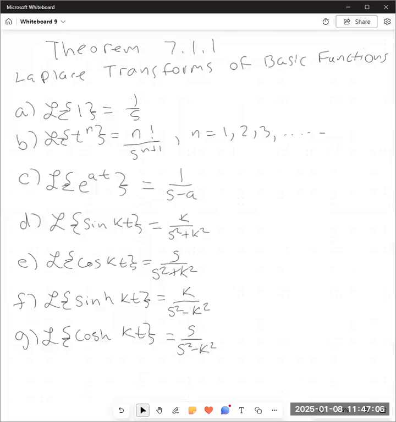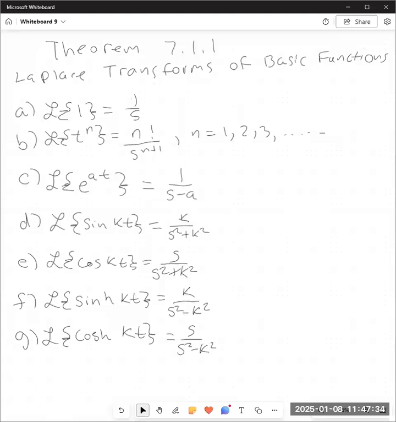Right, in this video, we're going to be using theorem 7.1.1 to find the Laplace transform of some functions. We'll need to do some basic algebra sometimes to be able to do this. But let's start off with theorem 7.1.1 and talk about the Laplace transforms of these basic functions.